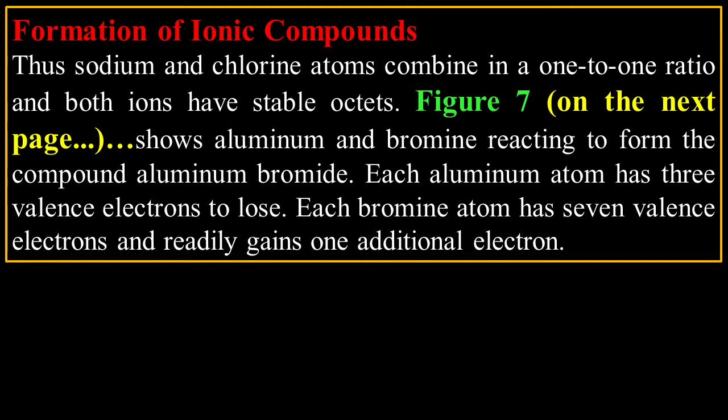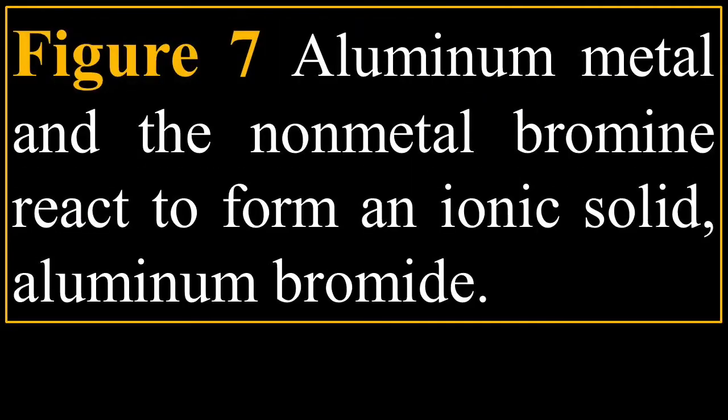Figure 7 on the next page shows aluminum and bromine reacting to form the compound aluminum bromide. Each aluminum atom has 3 valence electrons to lose. Each bromine atom has 7 valence electrons and readily gains 1 additional electron. Aluminum metal and the nonmetal bromine react to form an ionic solid, aluminum bromide.